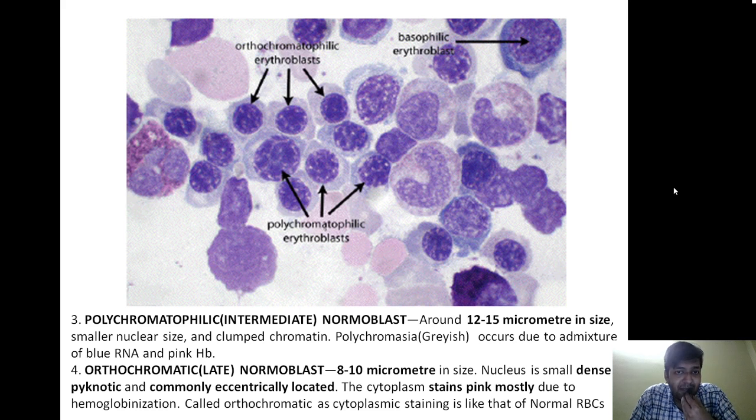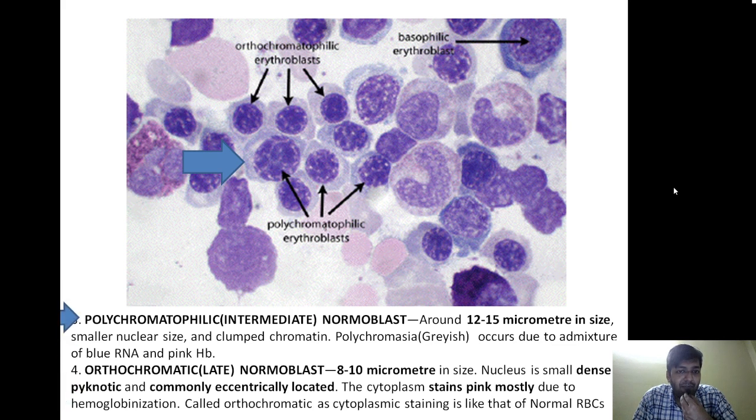Now if you look at this image, we can see the next stage, that is the intermediate normoblast or polychromatophilic. Now how do you recognize them? Classically they are larger in size as compared to the orthochromatic erythroblast. Secondly, the nucleus is more coarse as compared to the previous stage, and classically the cytoplasm is grayish in color. There is polychromasia because hemoglobin synthesis has now begun.